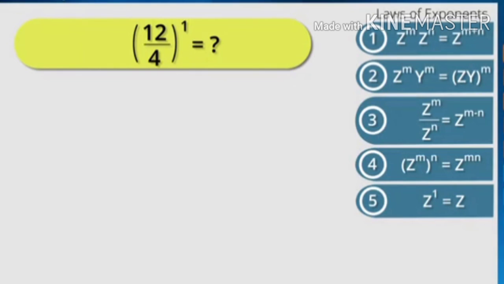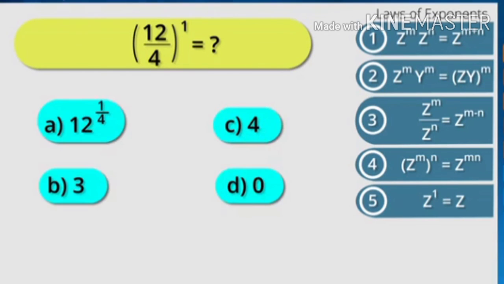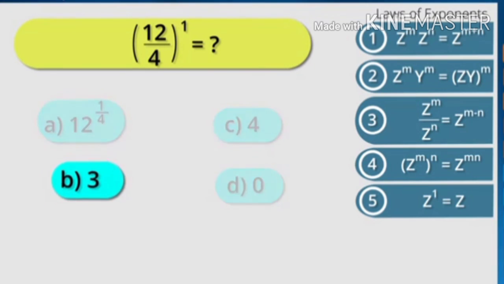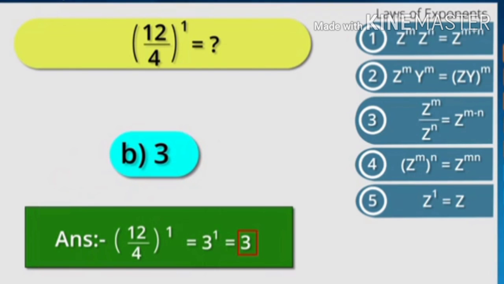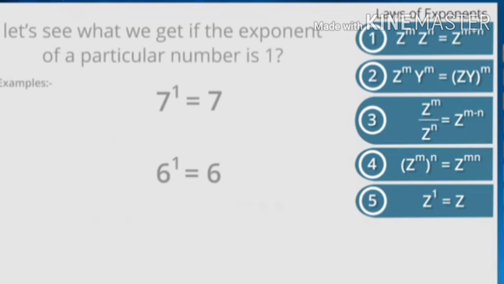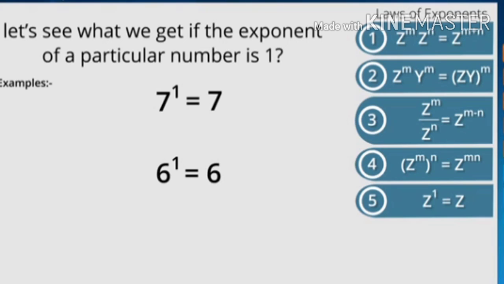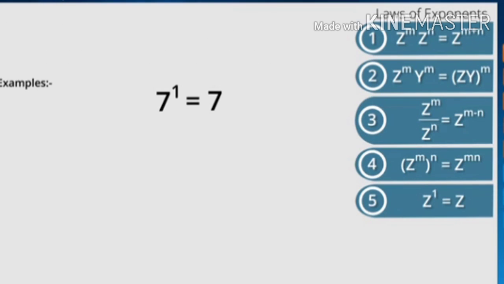What will be 12 divided by 4 raised to the power 1? It will be 3. Okay, this was when the exponent of the number was 1. But what will we get if the exponent is 0?